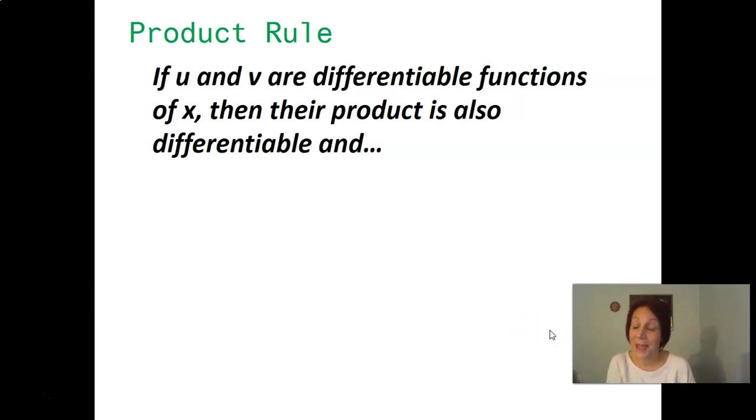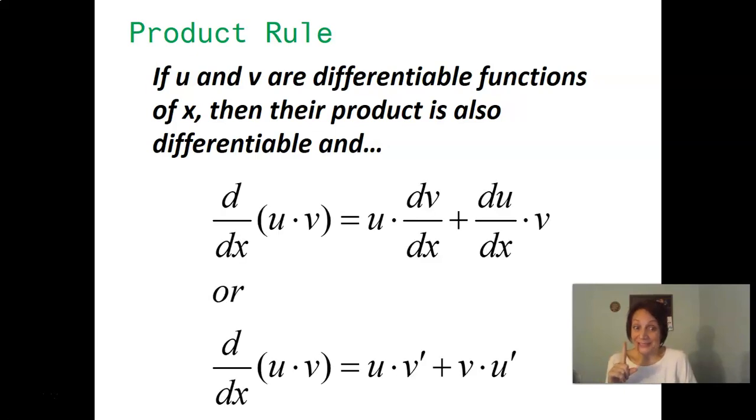Okay, so here's the product rule. Now I'm going to show it to you in math speak, and then I'll show it to you with hearts and clouds. It'll make you feel better. Okay, so here's the product rule in math speak. It says if u and v are differentiable functions, in other words, I can't take a derivative if I don't have a differentiable function, their product is also differentiable, and here's the rule.